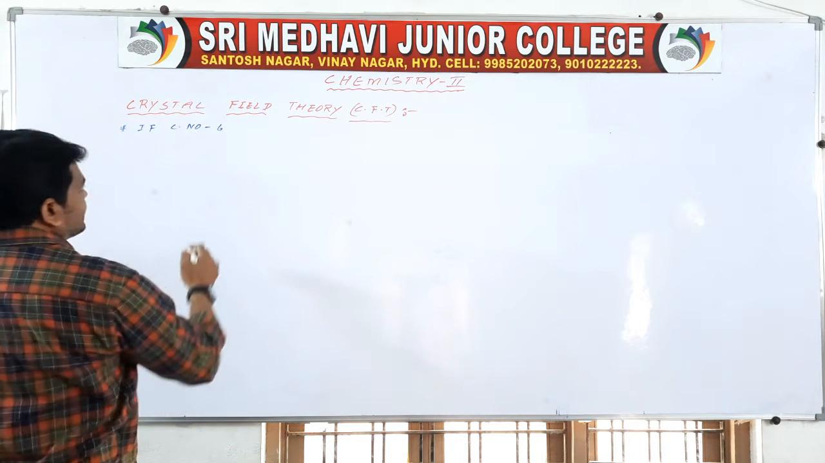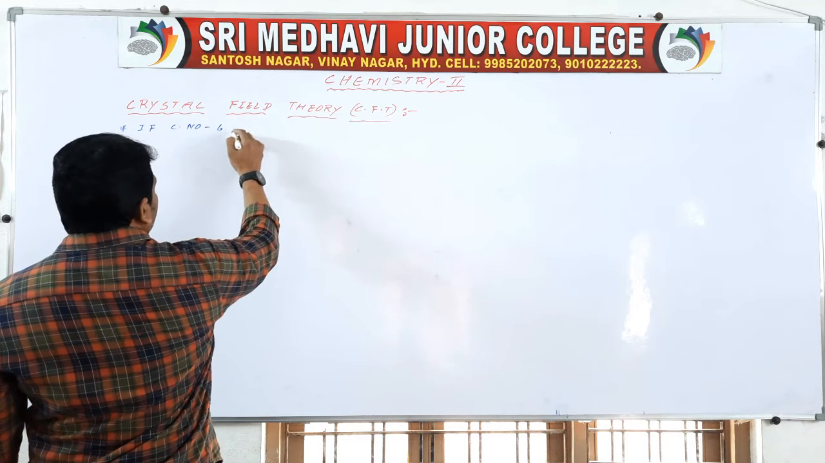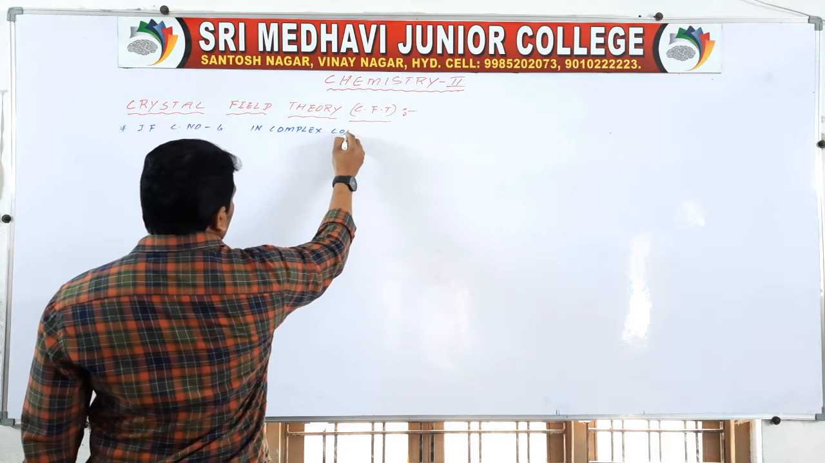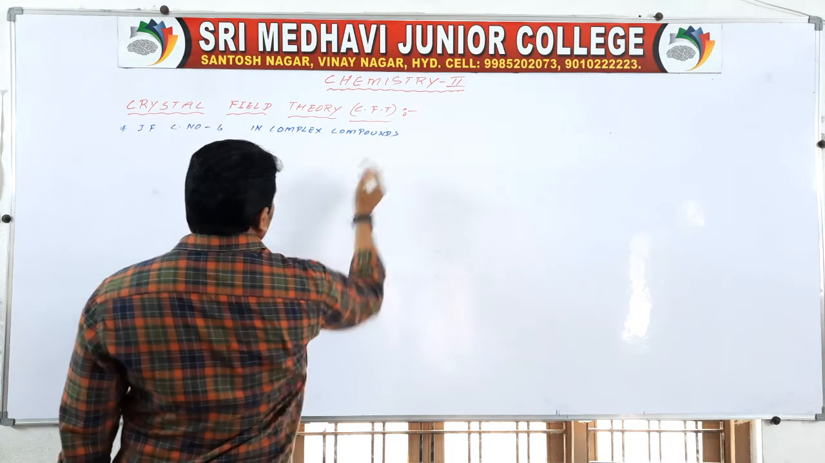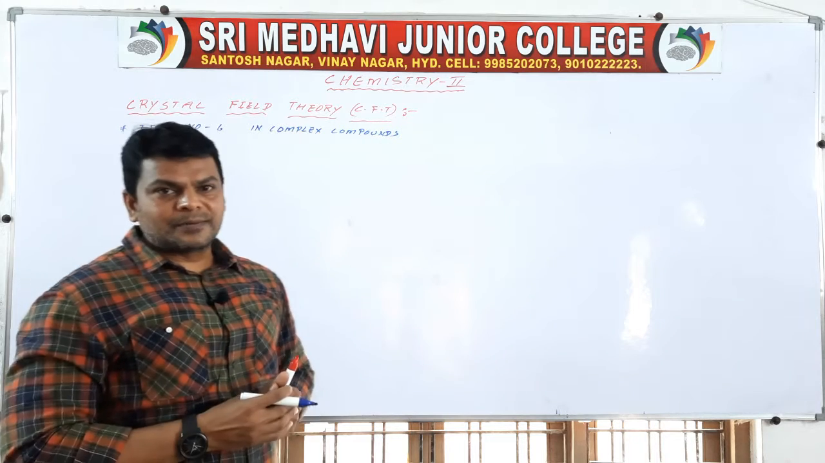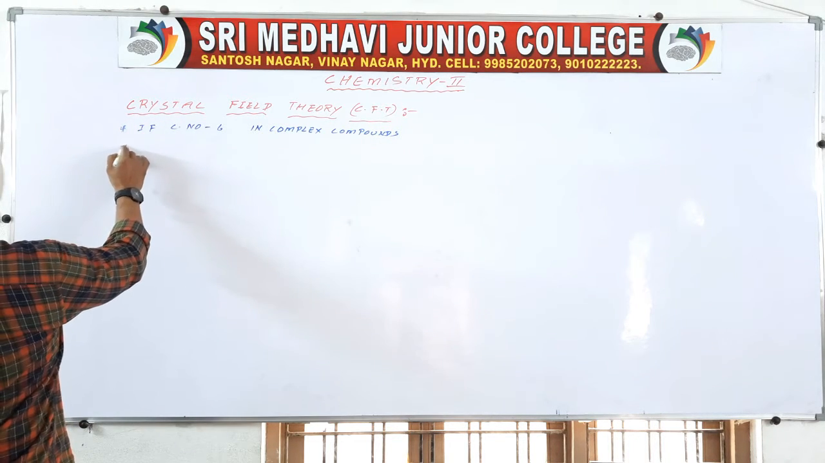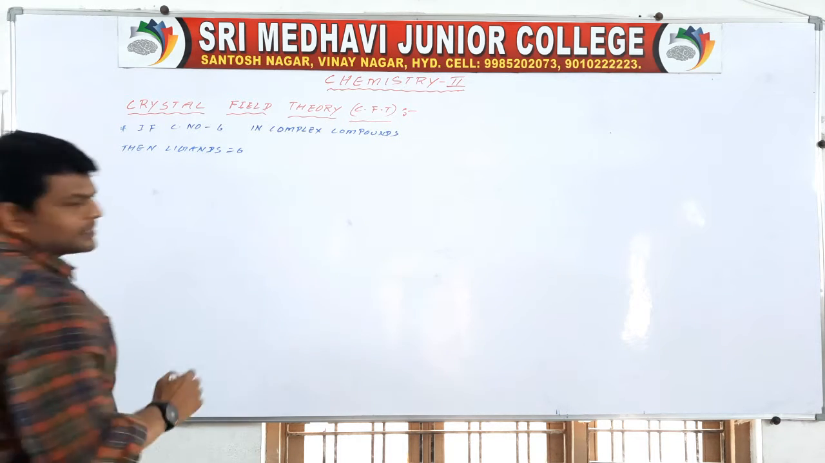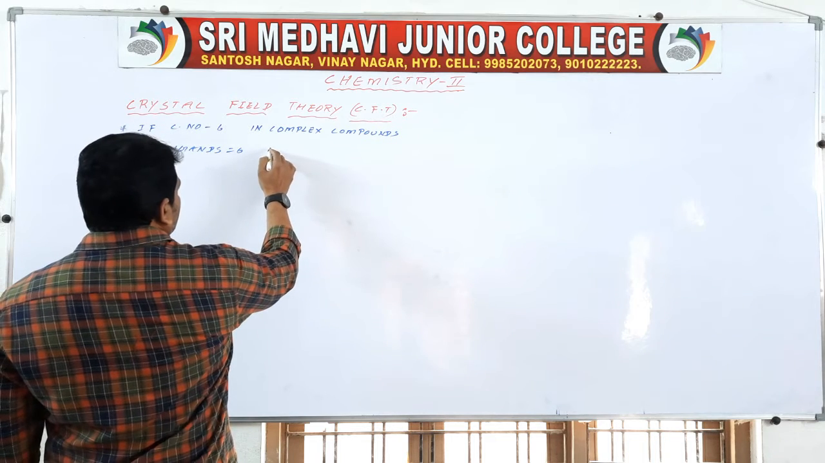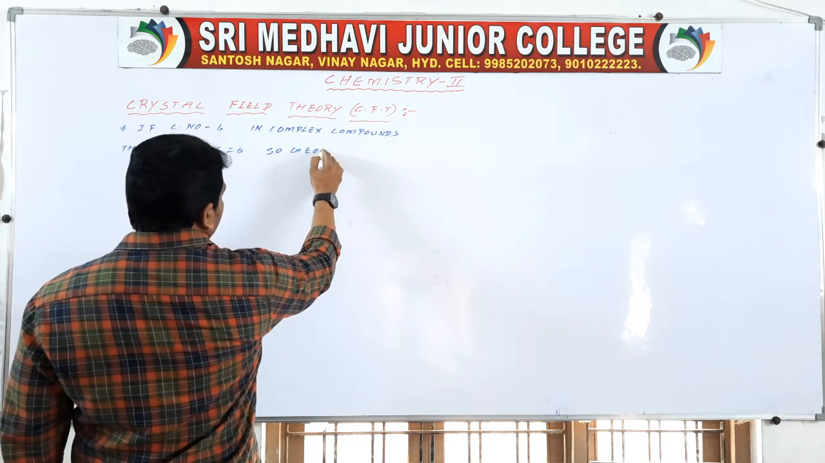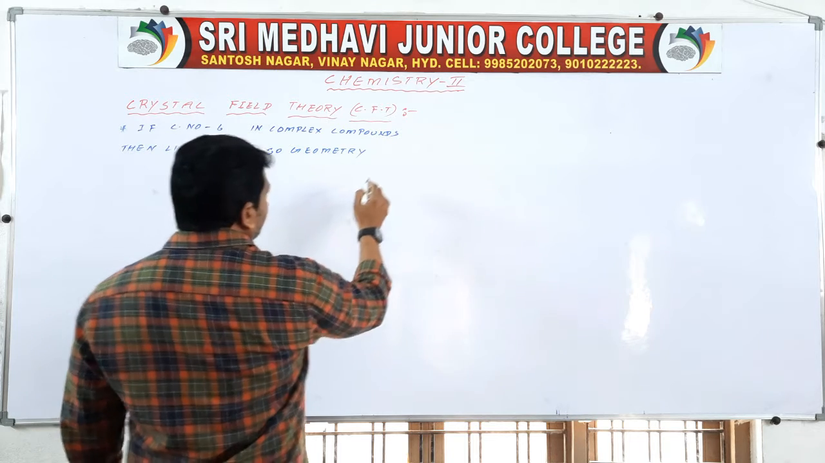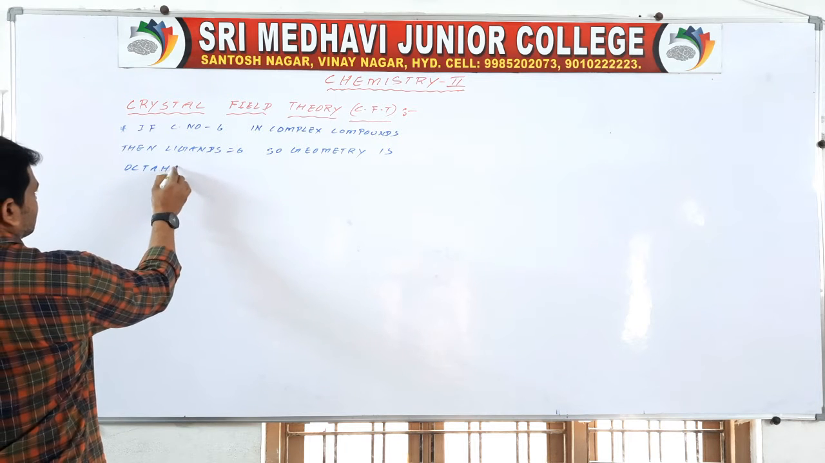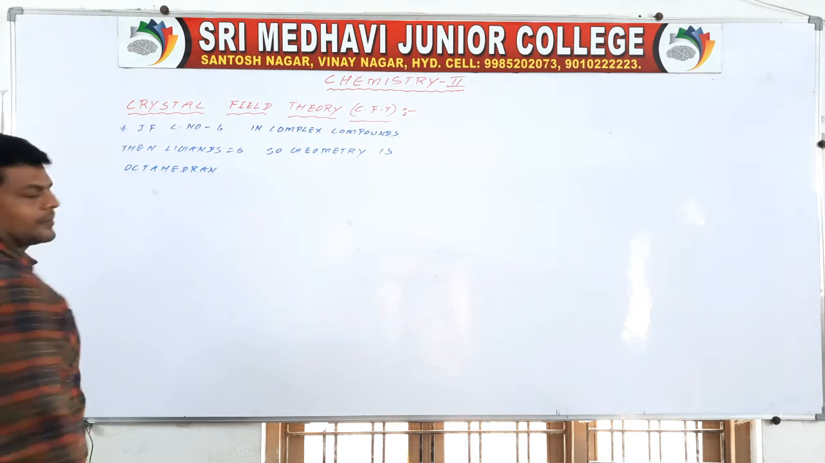See students, if the coordination number is 6 in a complex compound, then ligands are equal to 6, so the geometry is octahedron.